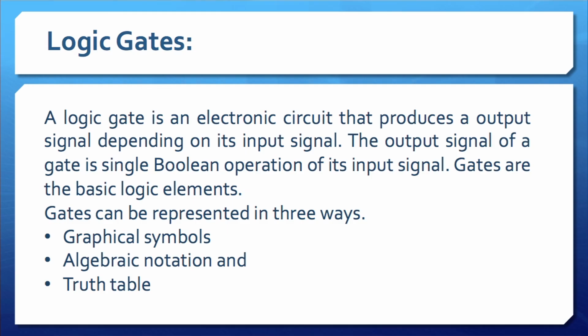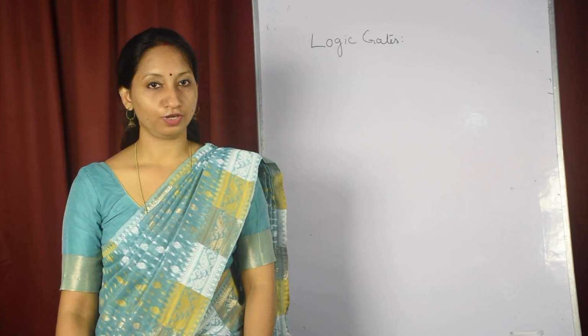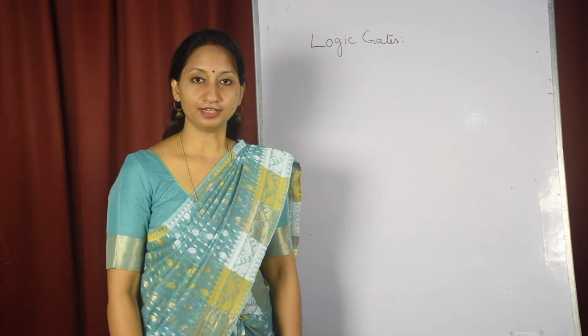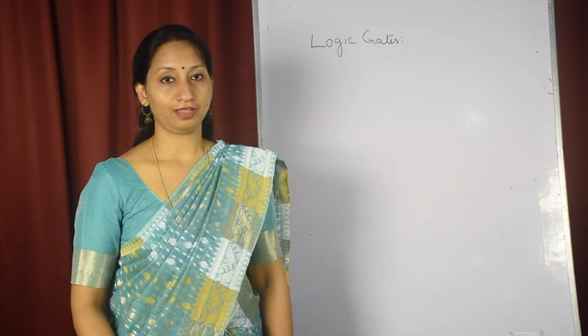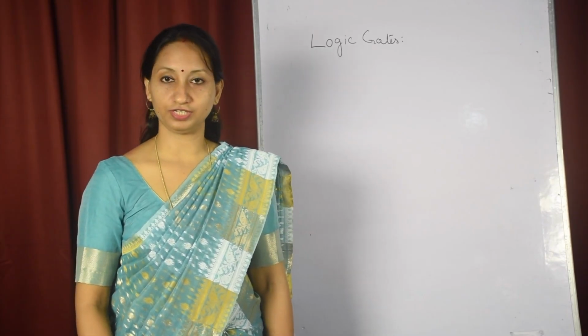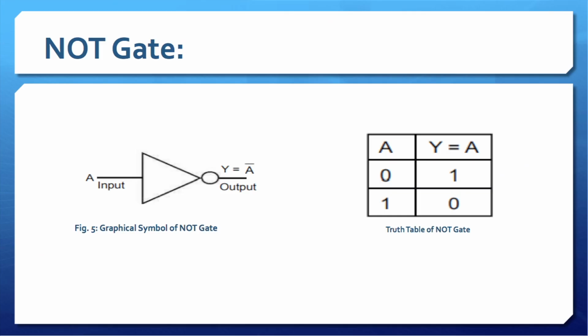Now, any Boolean function can be represented in the form of gates. And gates can be represented in three ways, that is graphical symbols, algebraic notation and truth table. So now we are going to discuss the logic gates with their graphical symbols, algebraic notation and their truth tables. So first we take the NOT gate.